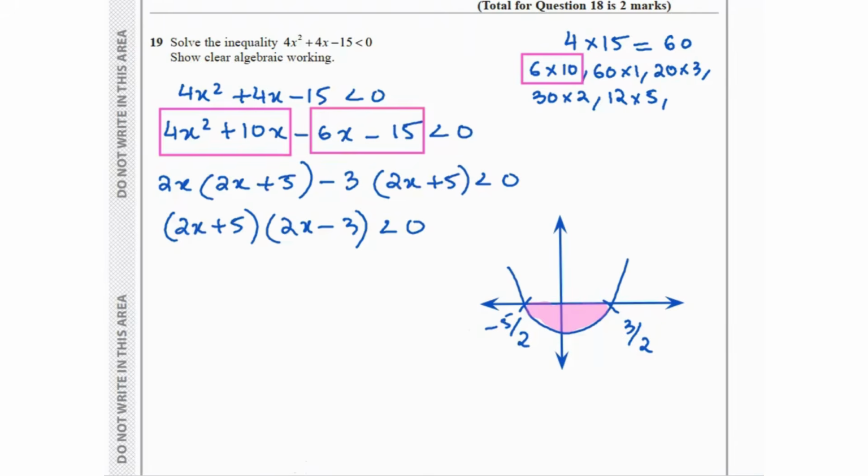Keeping that in mind, negative 5 over 2 is going towards the right-hand side, which means it's increasing in value, whereas 3 over 2 is going towards the left-hand side, so it's decreasing in value. So that means x is going to be less than 3 over 2, but greater than negative 5. This is how it's different from solving a quadratic equation. You write your answer as an inequality now.